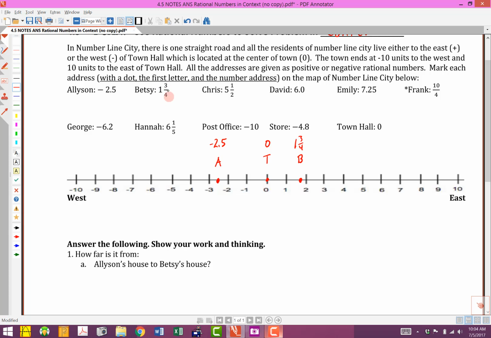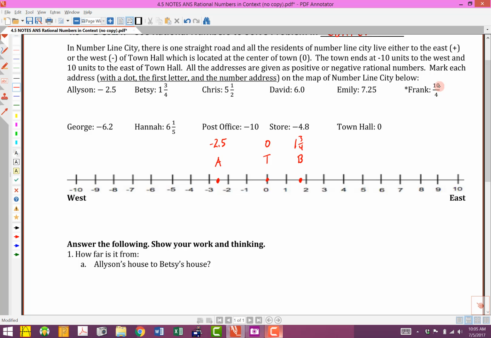You'll notice that this one is written as a mixed number. We don't often do that, but that kind of makes sense in a setting like this. So she's 1 3/4 of a block to the east. Chris is 5 1/2 of a block to the east. And then if you take a look at this one right here, Frank is 10/4. So there are a couple things about that. First of all, it's not reduced. We can actually simplify that to 5/2. And it's also not a mixed number.